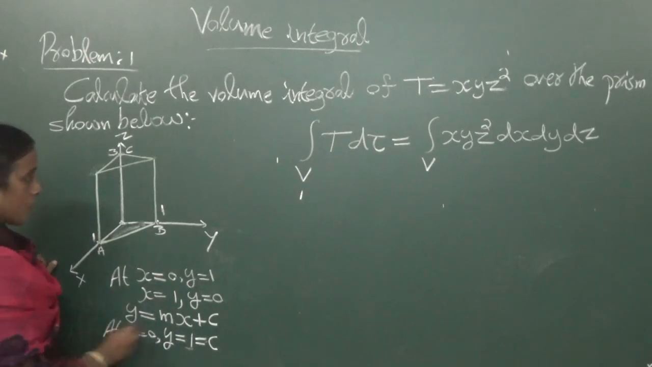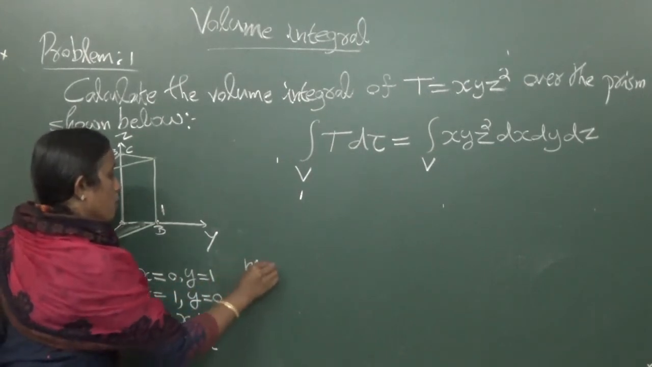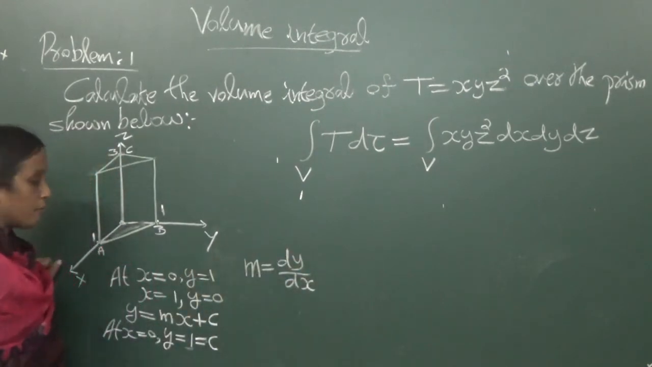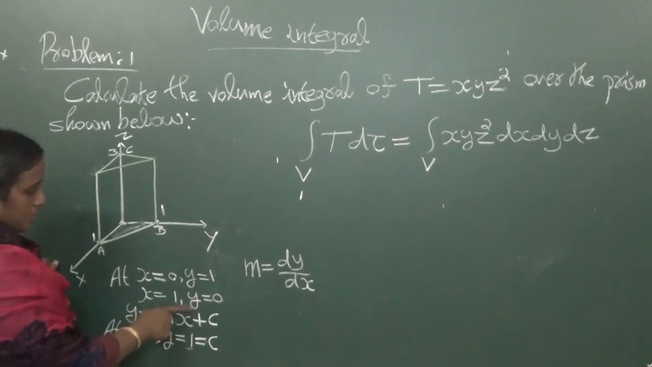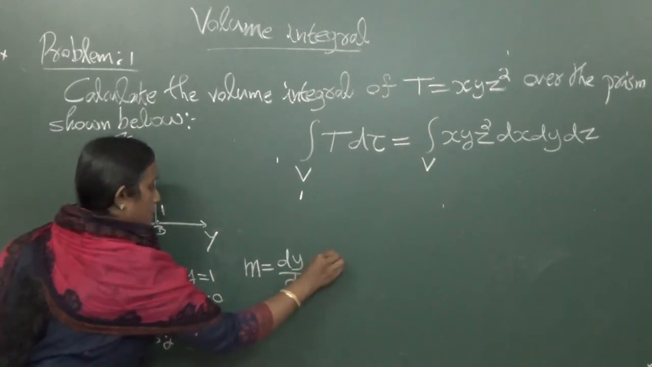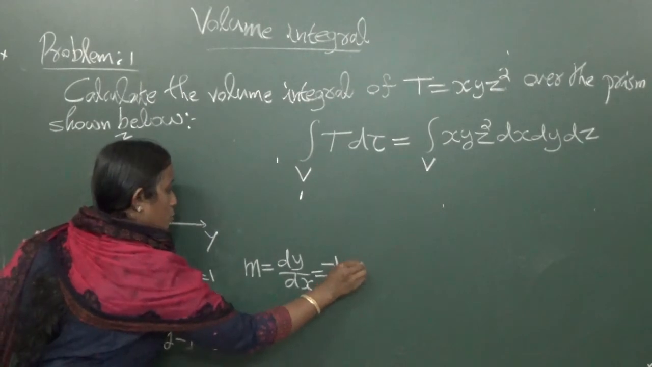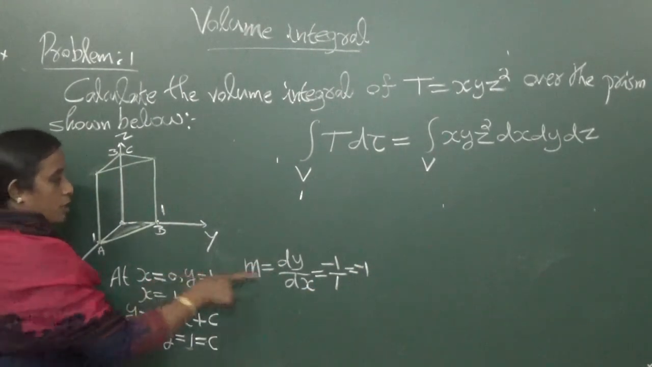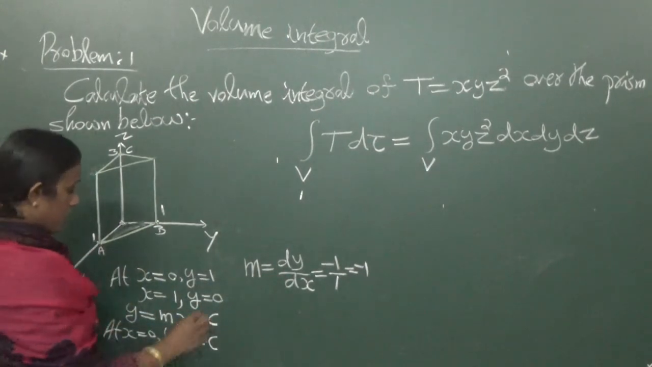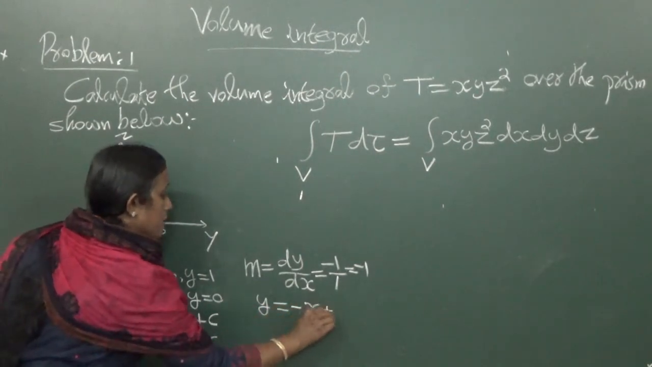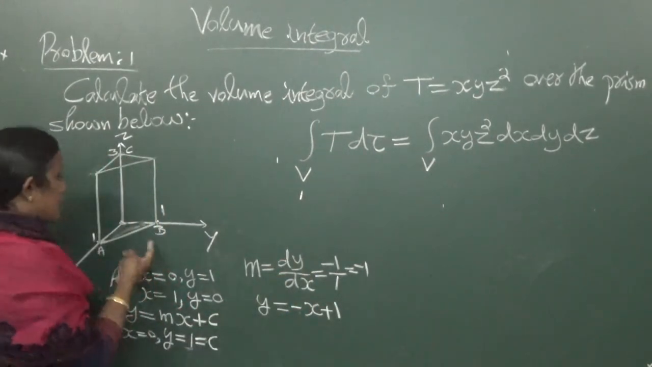Now what about this m? m is equal to dy by dx. dy is minus 1 because 0 minus 1. So you get here minus 1 by 1, that's equal to minus 1, right? 0 minus 1 is dy, 1 minus 0 is dx. Okay, so you get here y equal to minus x plus 1. This is the straight line mentioned here.